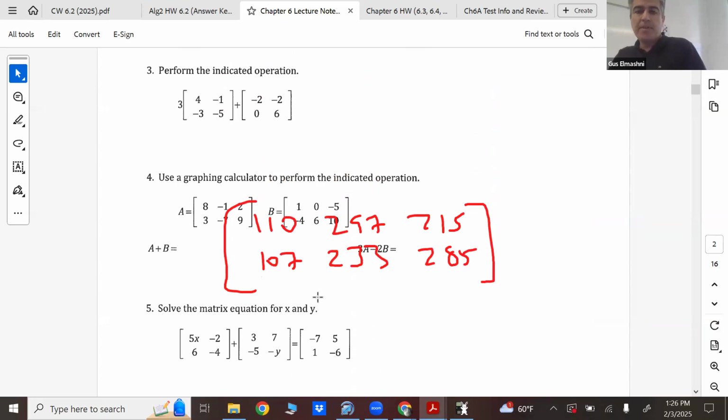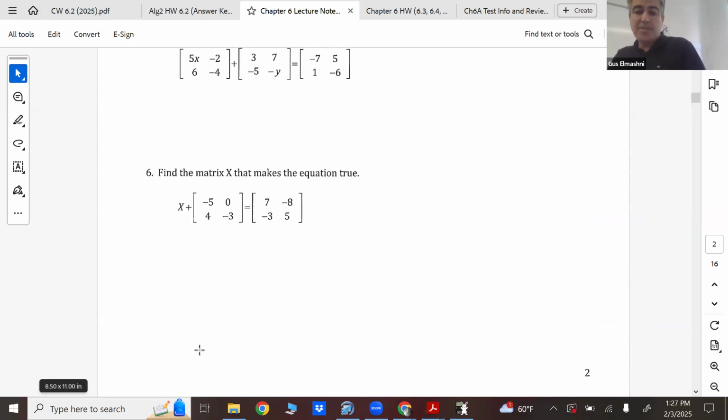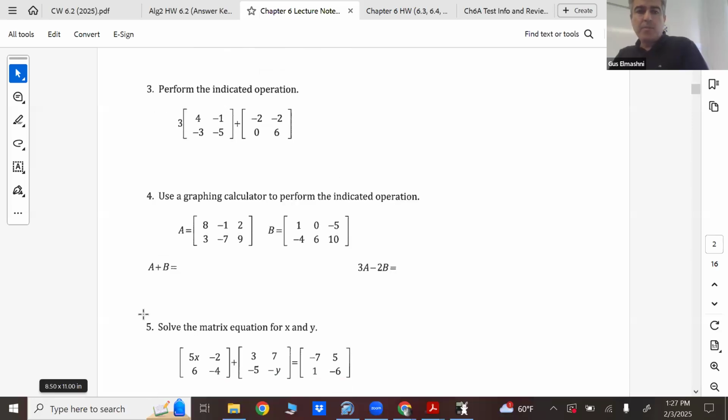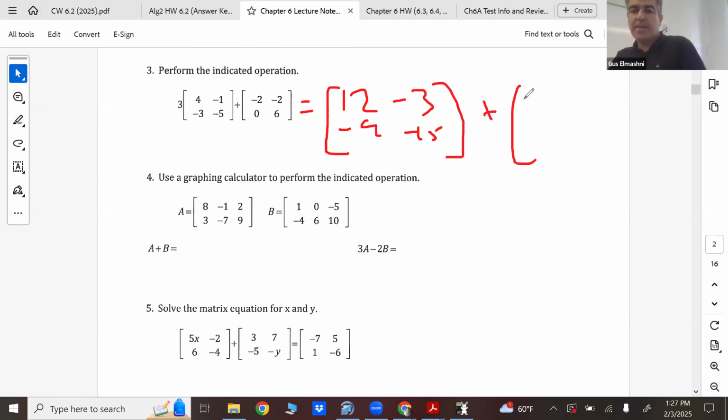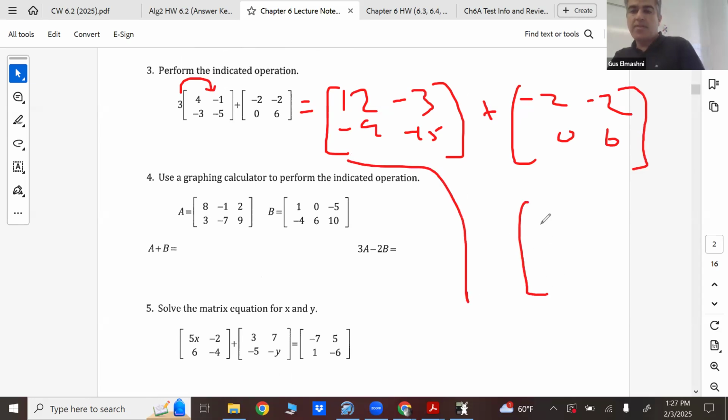So for example, number 3 here, and we just have one more page of notes and then you guys can get to work. Perform the indicated operation. So just using intuition, what do you think I'm going to do with that 3 on the outside? Just distribute it. 12, -3, -9, -15. Easy peasy. Add it to the next one: -2, -2, 0, 6. Then I'm going to add those up. So I get 10, -5, -9, and -9. Done. That's it.